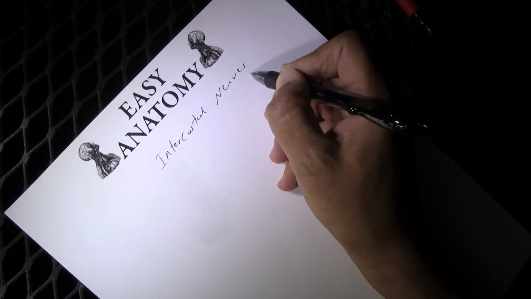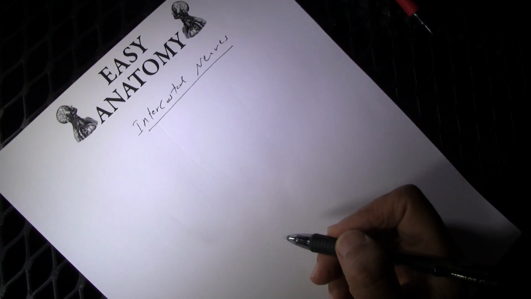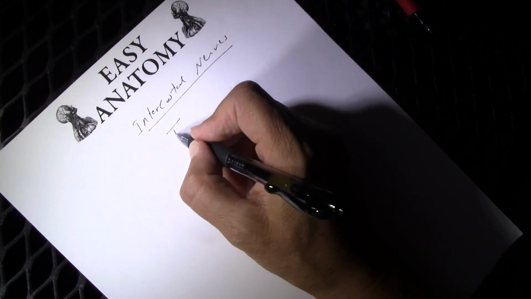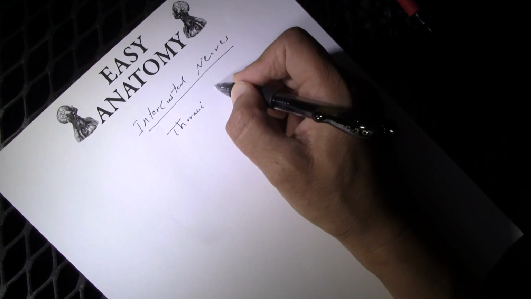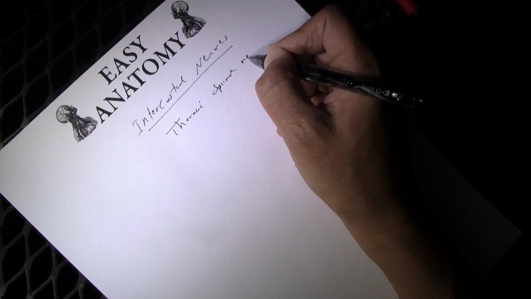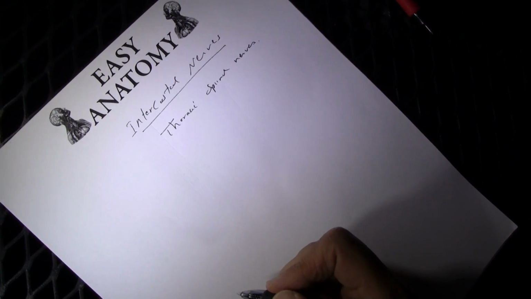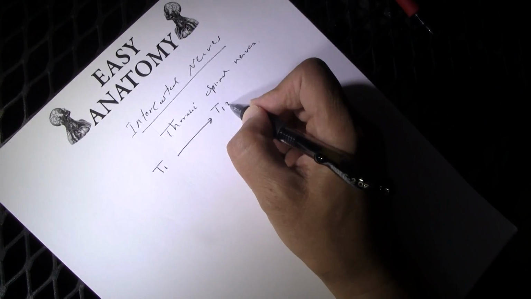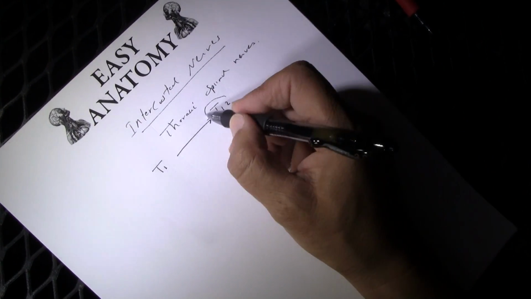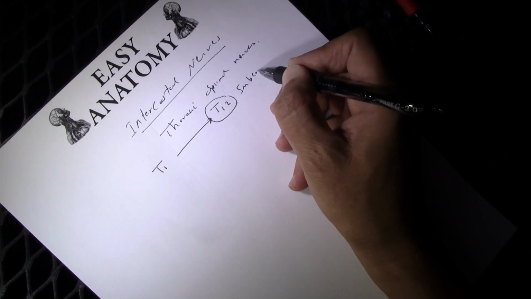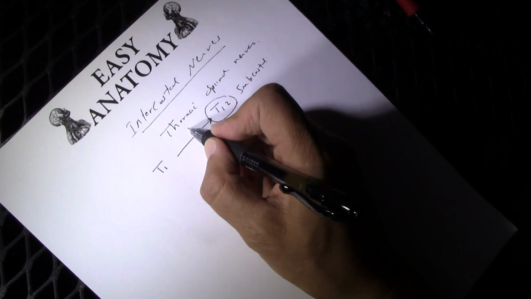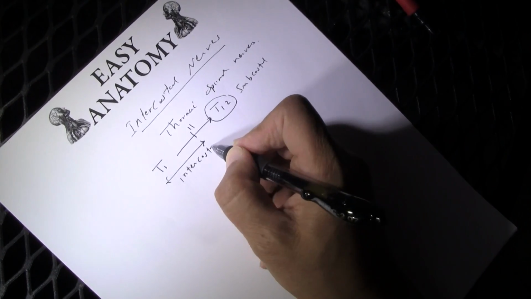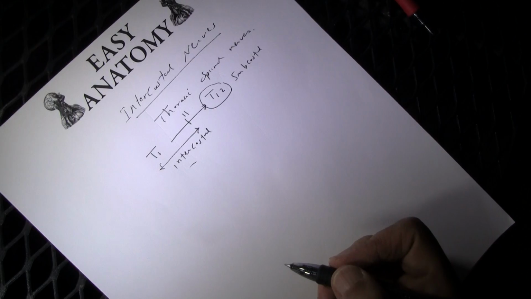What are intercostal nerves? Where do they come from? Intercostal nerves are thoracic spinal nerves. It means we have T1 down to T12. T12 we call subcostal, and up to T11 we call them intercostal because they travel through the intercostal space.